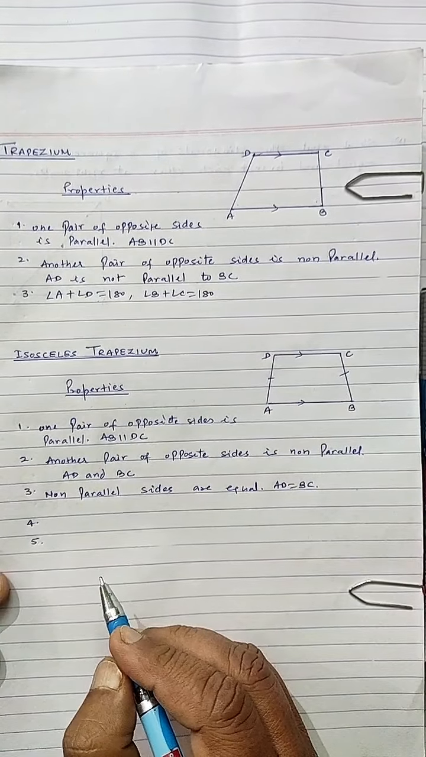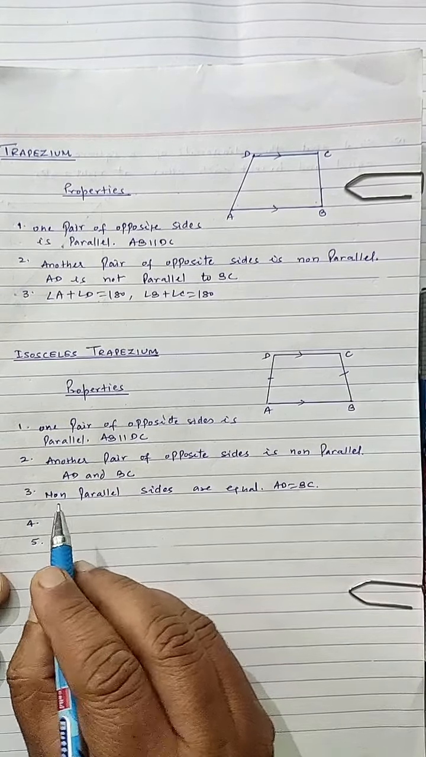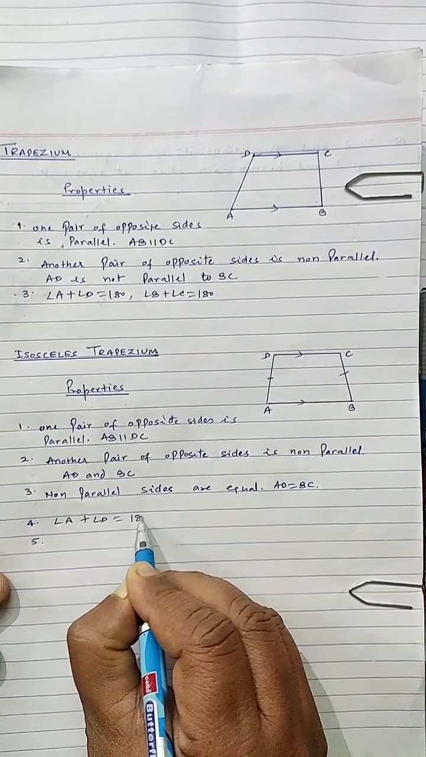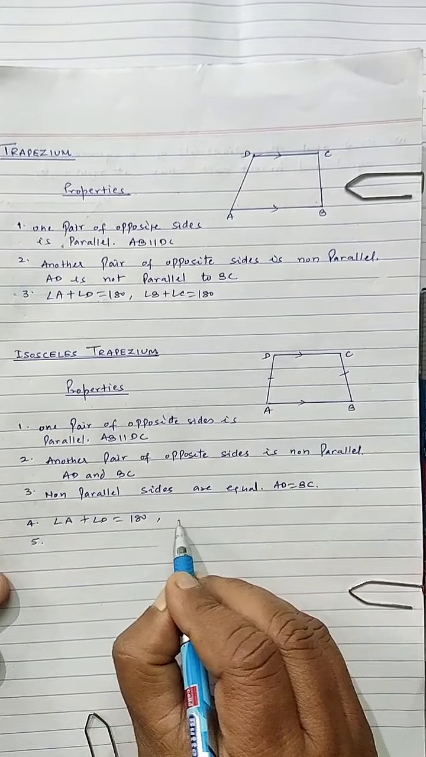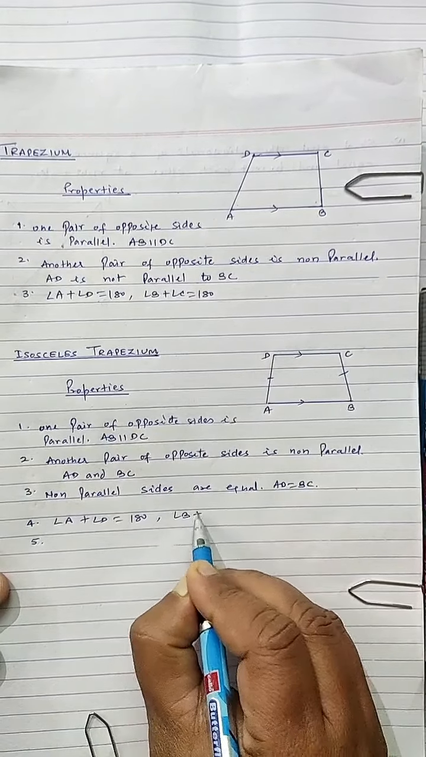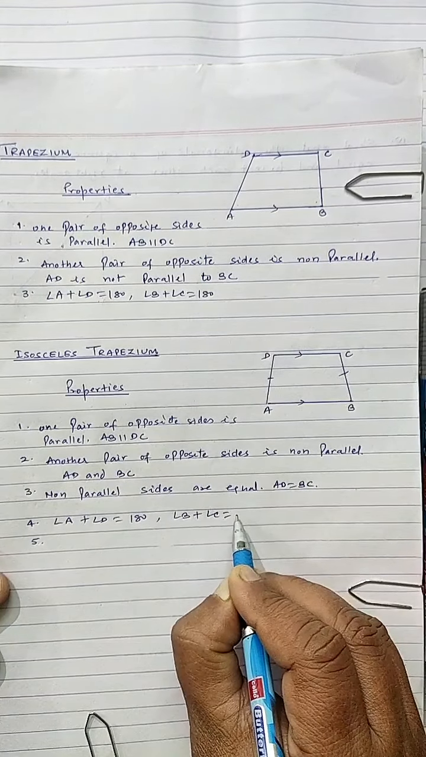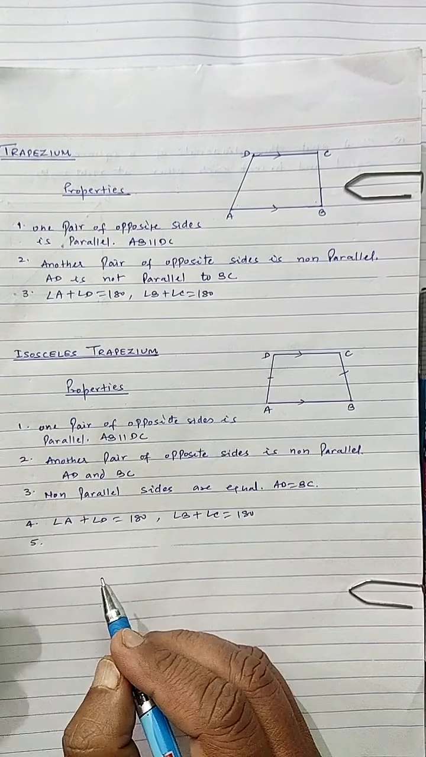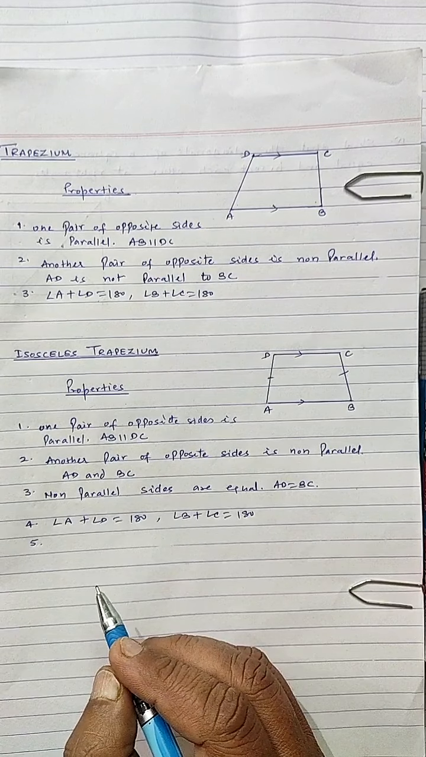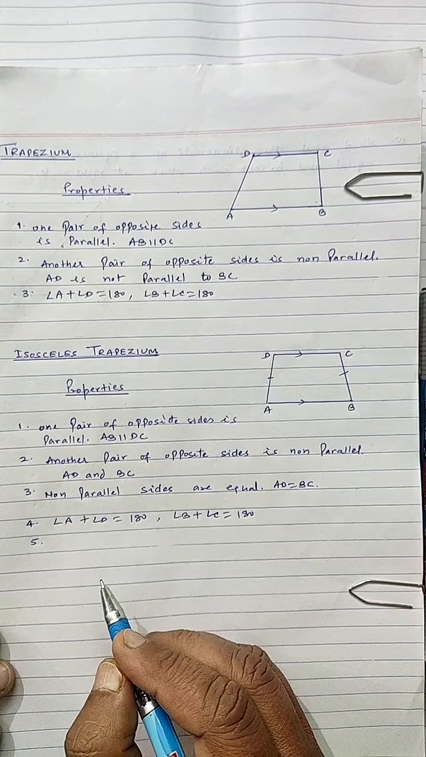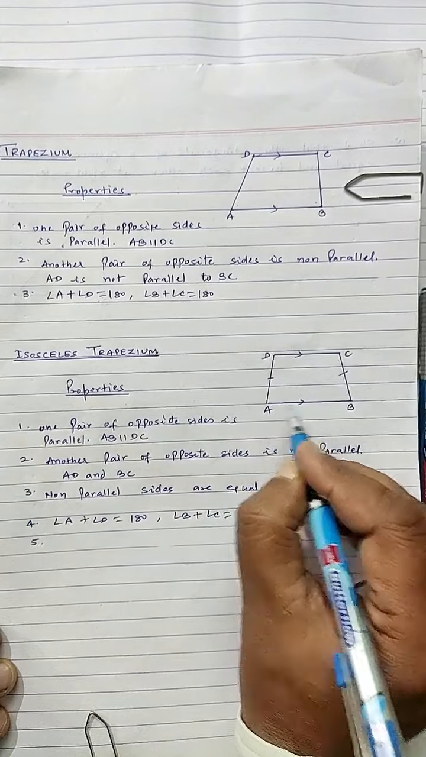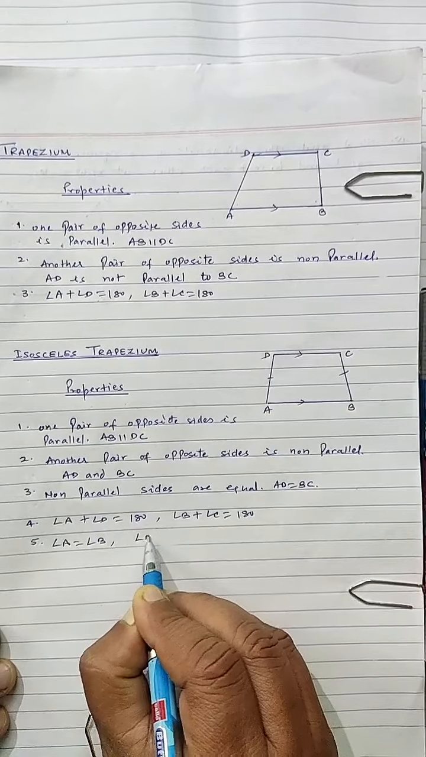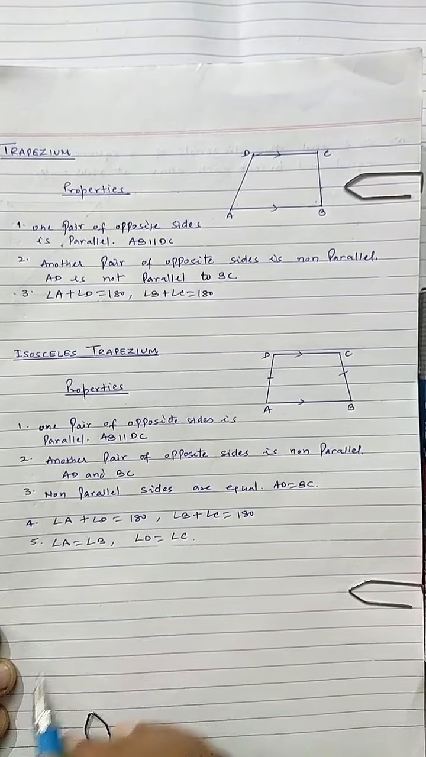Next property, angle A plus angle D is 180, sum of co-interior angles. Angle B and angle C have a sum 180, sum of co-interior angles. One more property we can write, that is angle A equals angle B and angle D equals angle C.